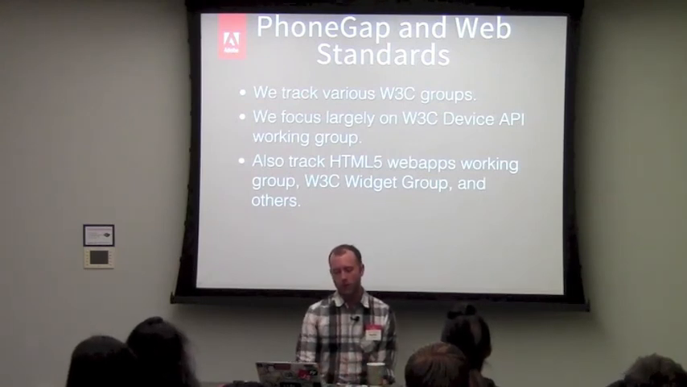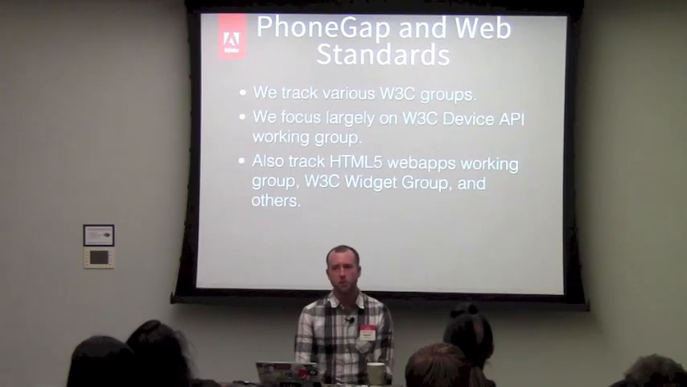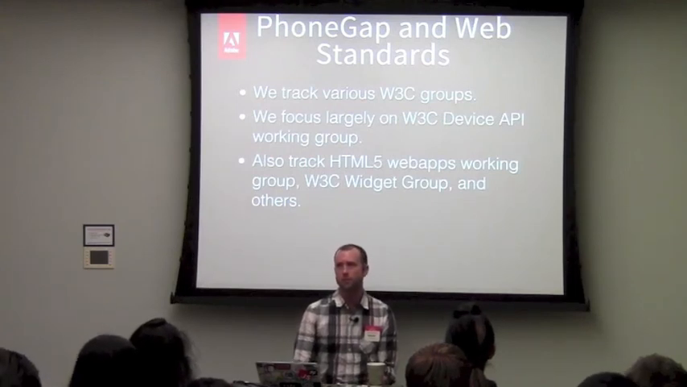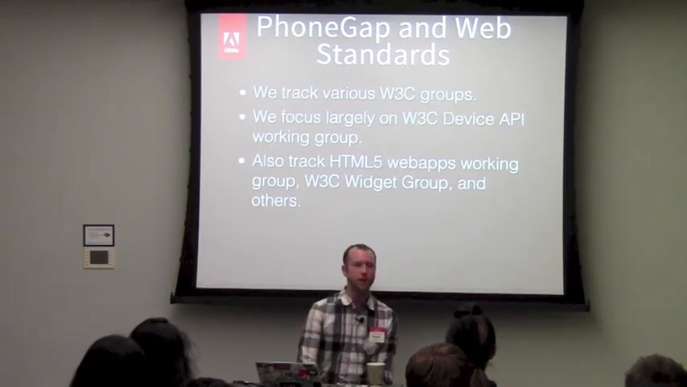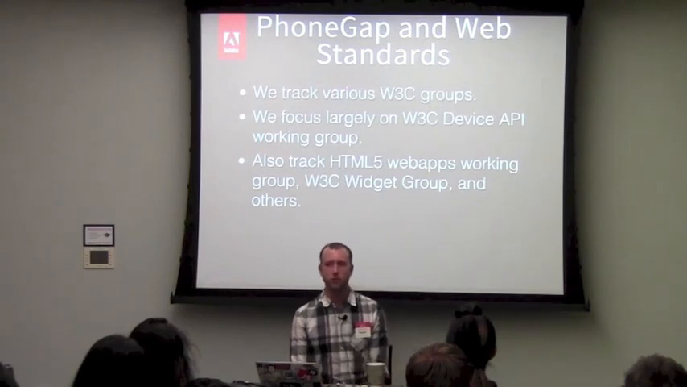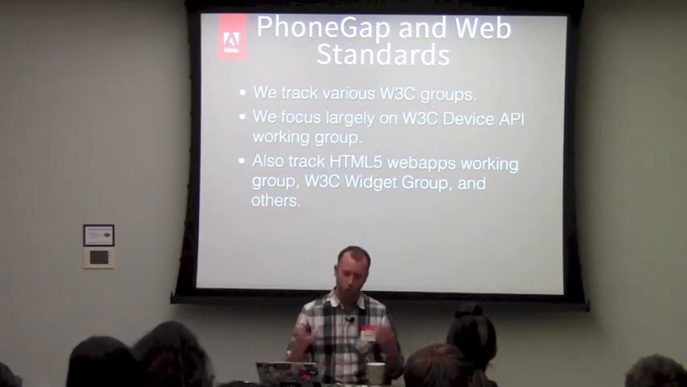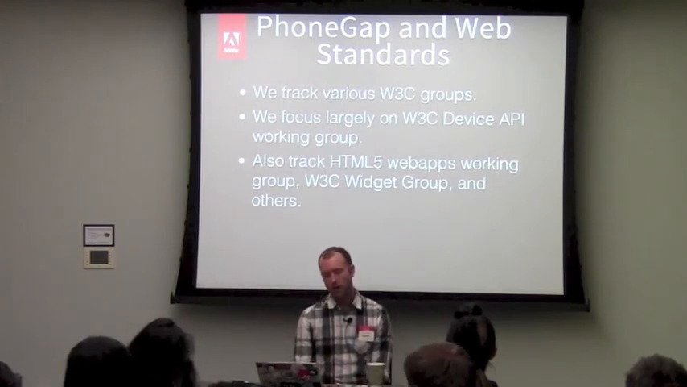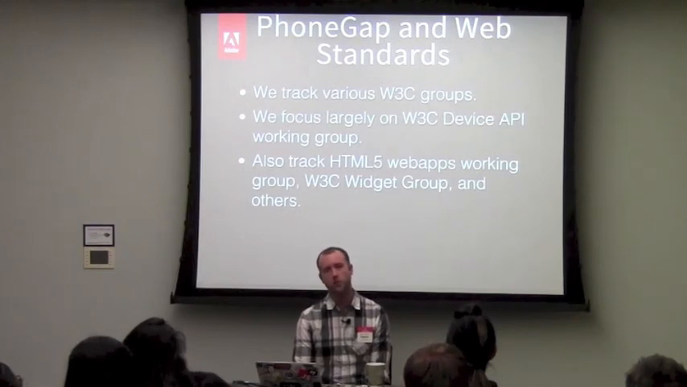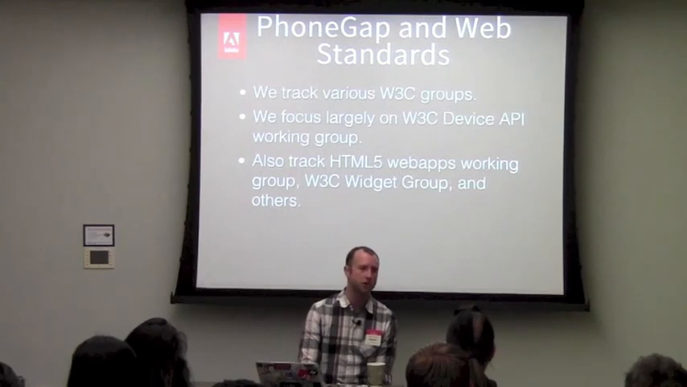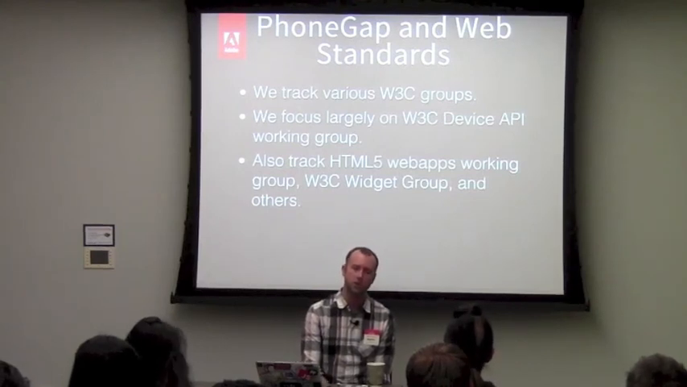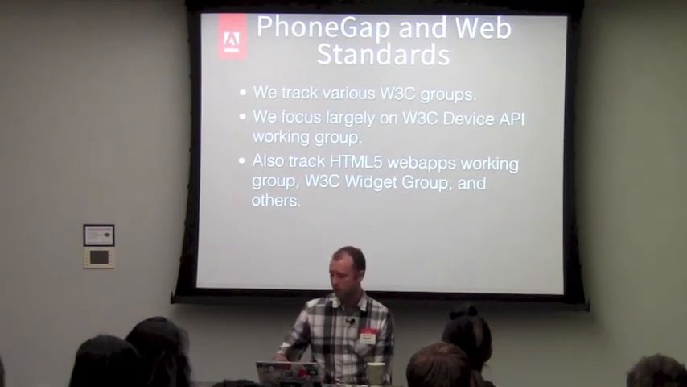So we track a whole bunch of different groups at the W3C. When we started PhoneGap, there was no Device API Working Group. There was the widget group, and we thought they were kind of cool, and they were onto something, but they're sort of like black sheep. And we were tracking different things that the HTML5 groups were working on. Eventually, the W3C created something called the Device API Working Group, and that's the surface that we mostly target. Recently, there's a new group called the SysApps Working Group, and that's going to address a whole bunch of other issues that I'll talk about in a bit.